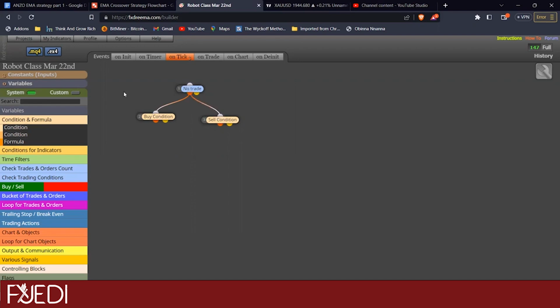If it's met, execute the code there. So it's going to be either or. It's never going to be both of them. So it's either there's a buy condition met or there's a sell condition met, not both of them.